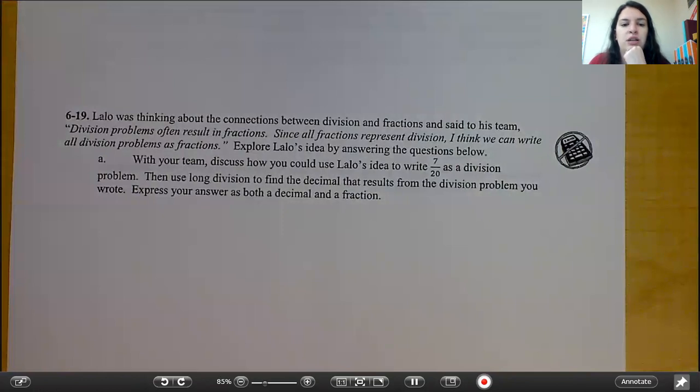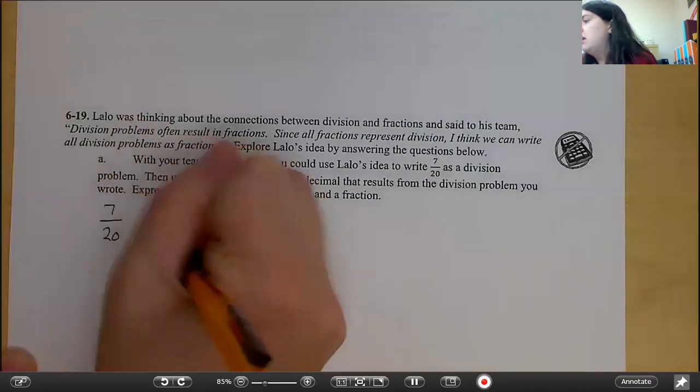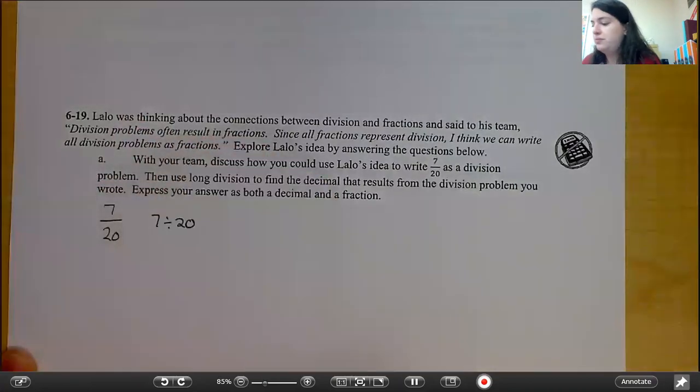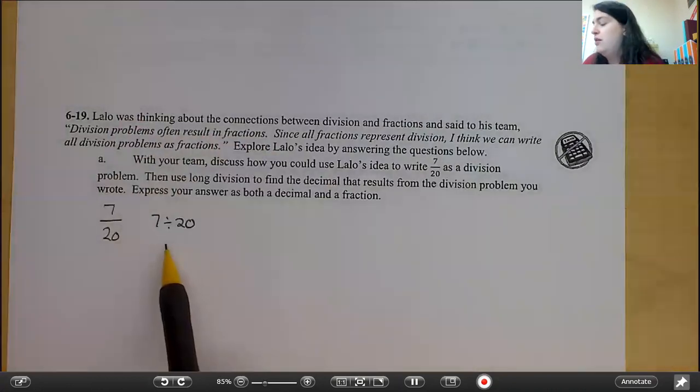With your team, discuss how you could use Layla's idea to write 7 divided by 7/20 as a division problem. Then use long division to find the decimal that results from the division problem you wrote. Express your answer as both a decimal and a fraction. So I'm going to help you get started here. If we have 7/20, that's the same thing as saying 7 divided by 20. Okay, so now you need to do long division and figure this out.